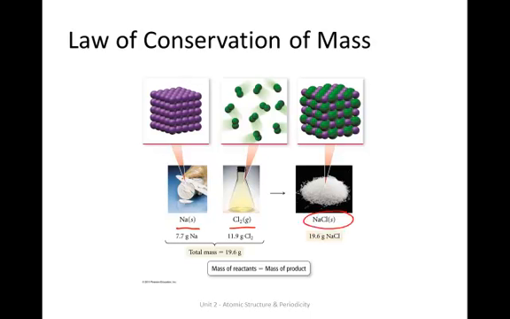Now the important part of looking at the specific reaction here is if we were to weigh the mass of sodium and say we got 7.7 grams of sodium to start with, and reacted that with 11.9 grams of chlorine, the total mass being 19.6 grams, the mass of our products has to equal 19.6 grams. So we can say that the mass of the reactants will always equal the mass of the products, so that the law of conservation of mass is conserved.